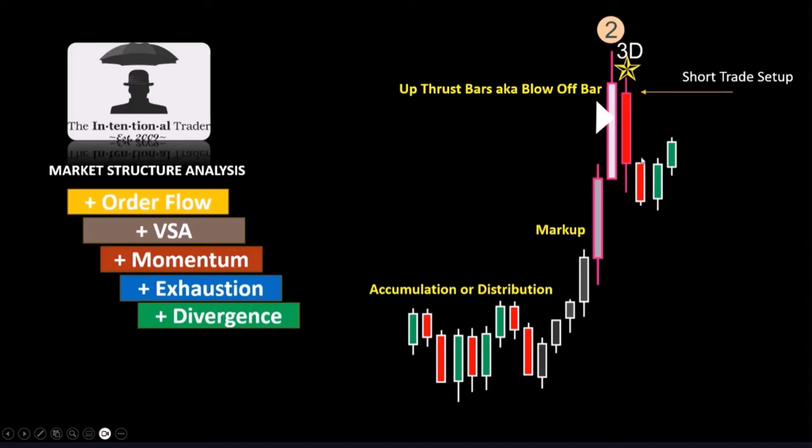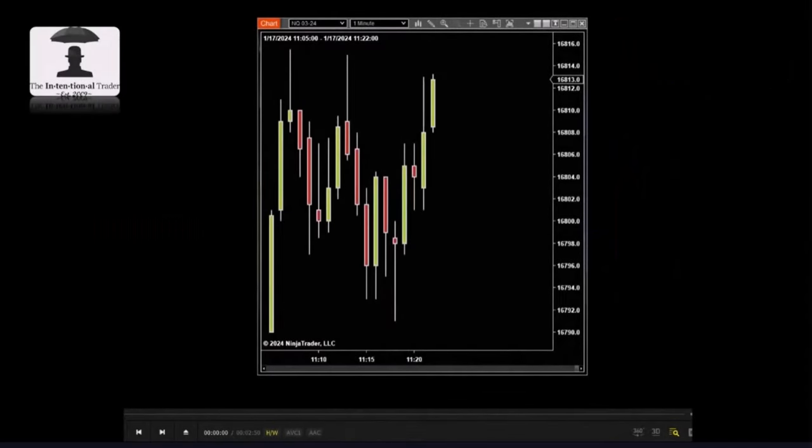So yes, we have the accumulation or distribution down here. Now, this structure may continue up. Okay. This bar may keep going. But remember, it's a series. We see this happen in a series, and it happens regularly. All right. So indicators sure make things a lot easier and a lot more efficient.